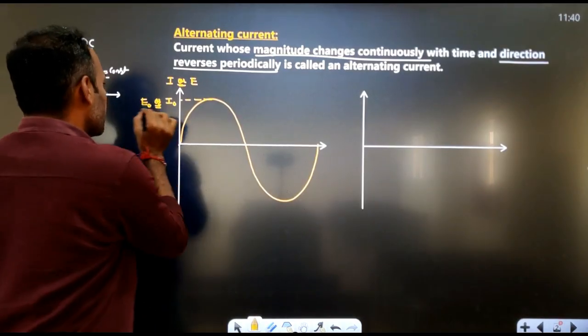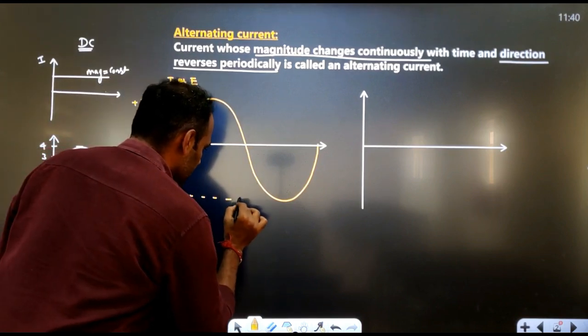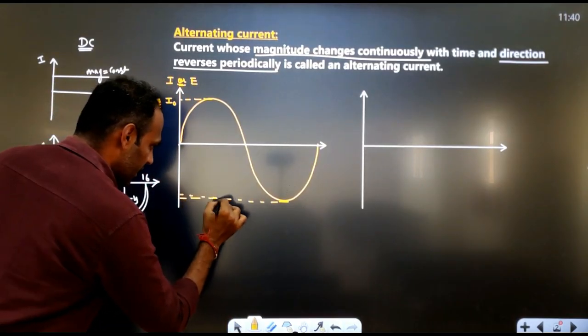Next, see, this is the positive peak value, the positive peak value. The negative peak value of AC is here. This is the negative peak value of AC. This is the negative peak value.